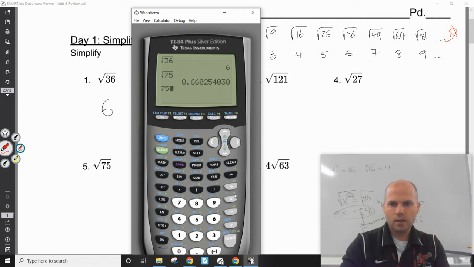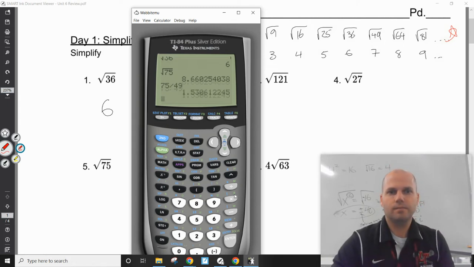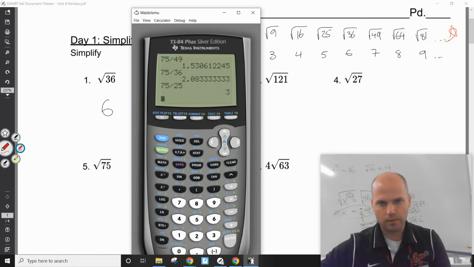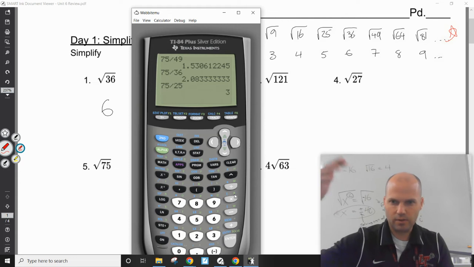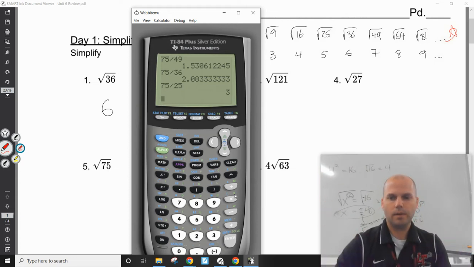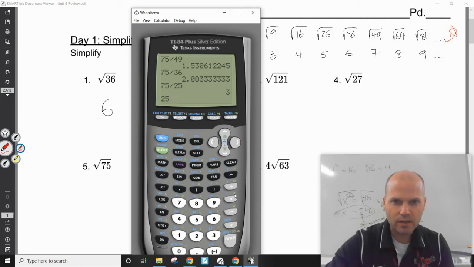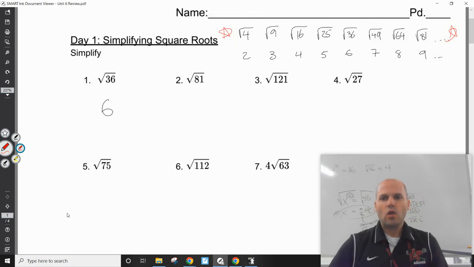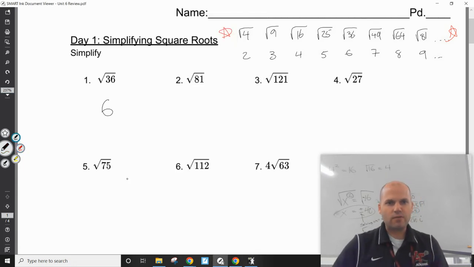So try to divide by 49. Try to divide by 36. Try to divide by 25. Okay, I know it's not going to be 64 or 81. 64 is already bigger than half. I know it's not 81, it's bigger. So 25 is the biggest perfect square. Now what does this mean? 25 times 3 is 75. Okay? That means root 75 is root 25 times root 3.